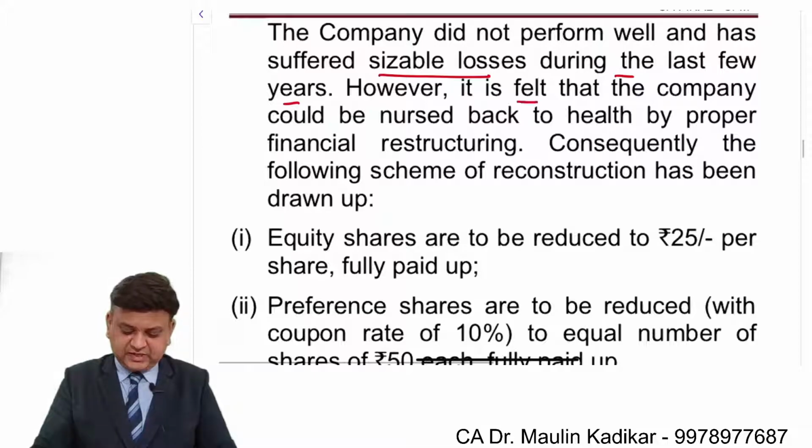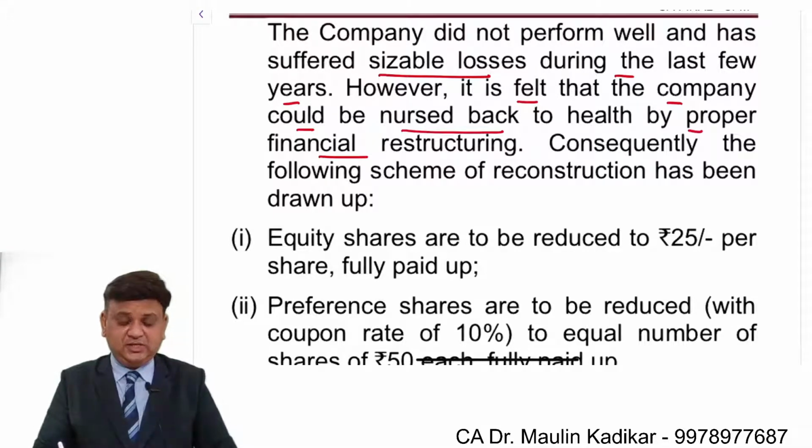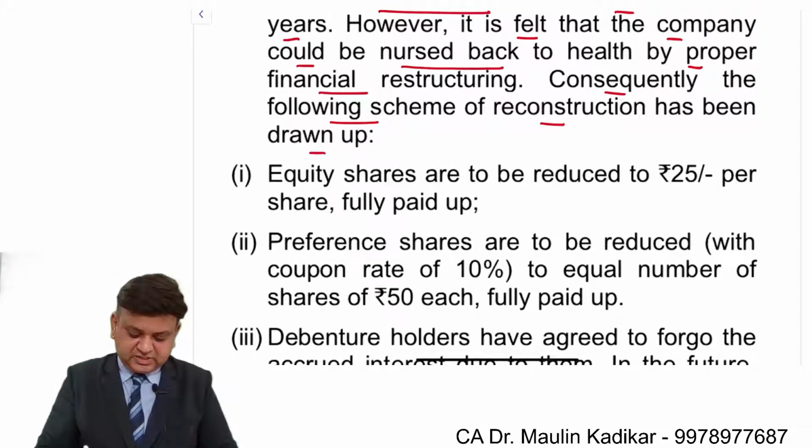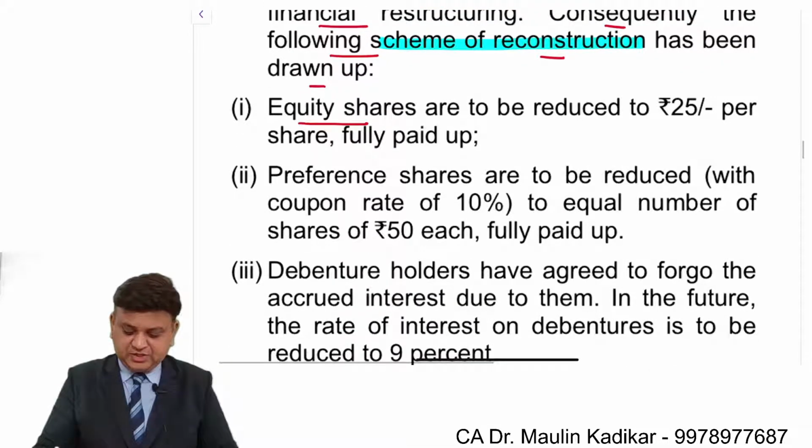However, it is felt that the company could be nursed back to health by proper financial restructuring. Consequently, the following scheme of reconstruction has been drawn up. Highlight the portion, scheme of reconstruction. Equity shares are to be reduced to rupees 25 per share, fully paid up.